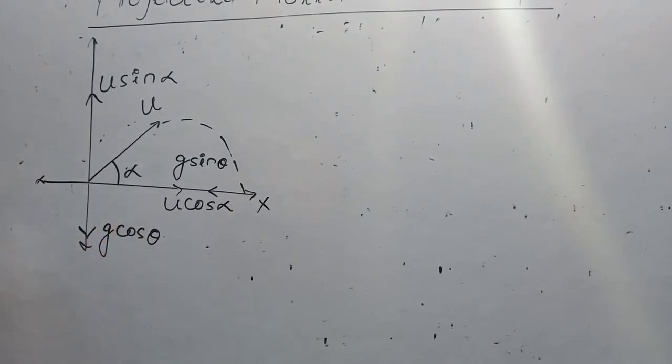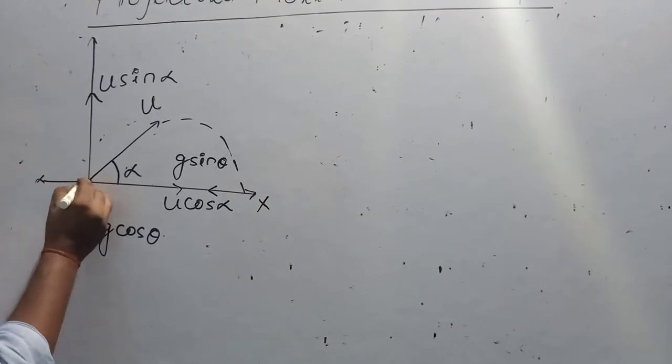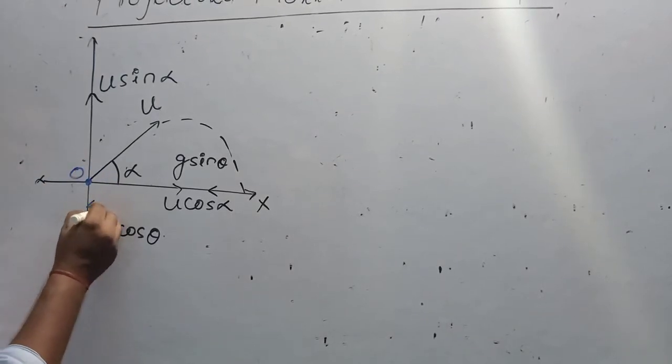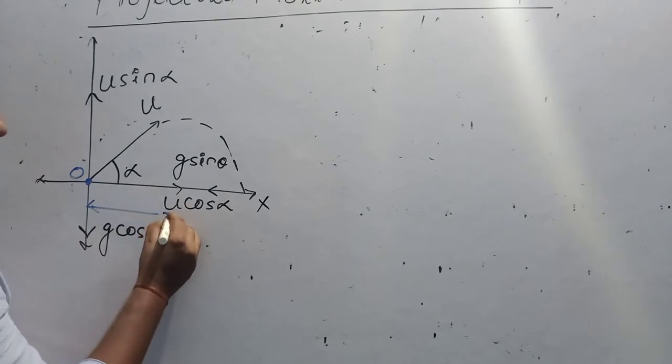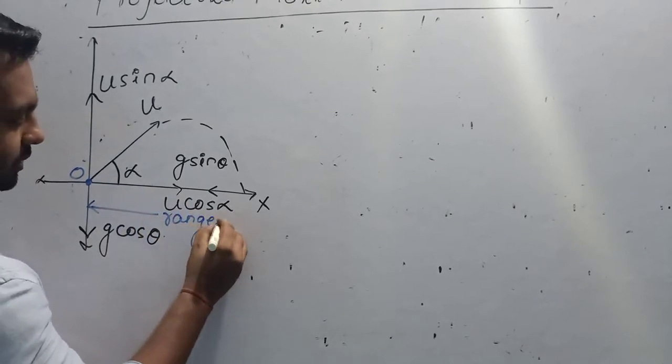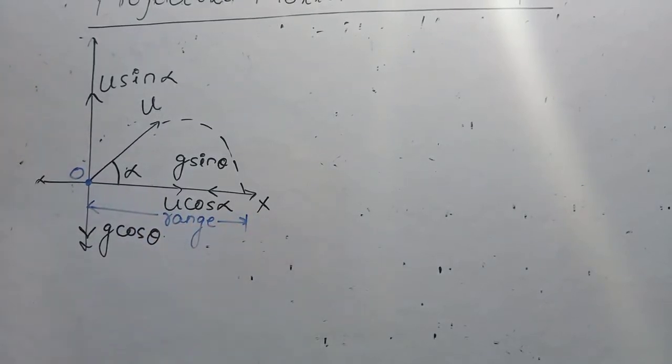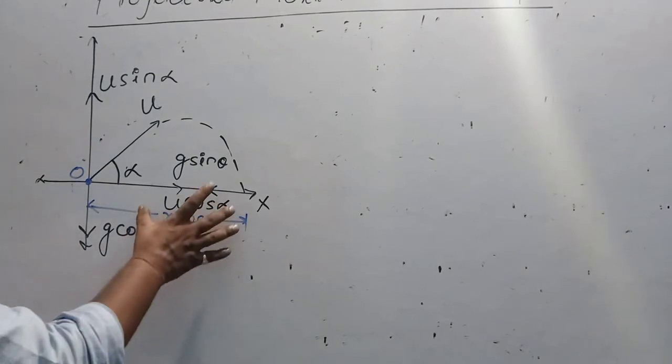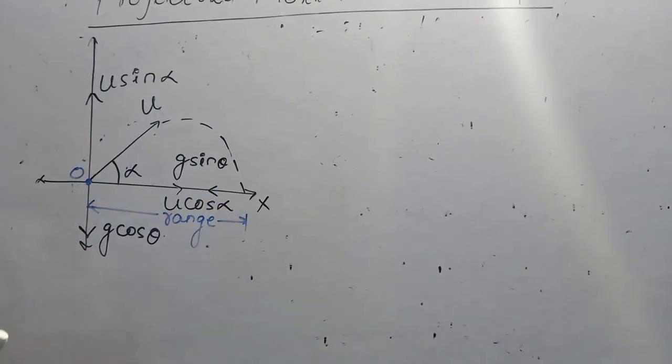What is range? Range is the horizontal distance from where the object was projected to where it again reapproaches the ground. That is called range. There is no need to write the definition, you can understand it here. Range is the horizontal distance. We have to calculate the horizontal distance here.